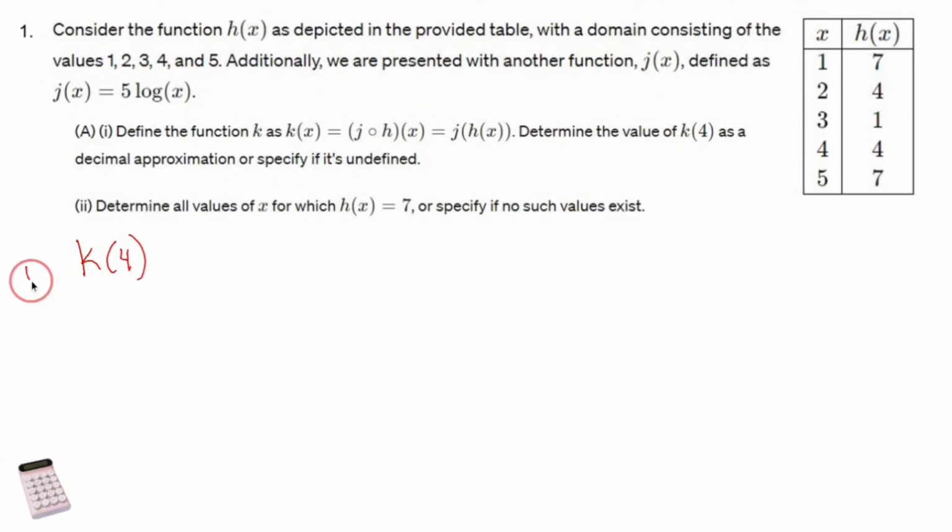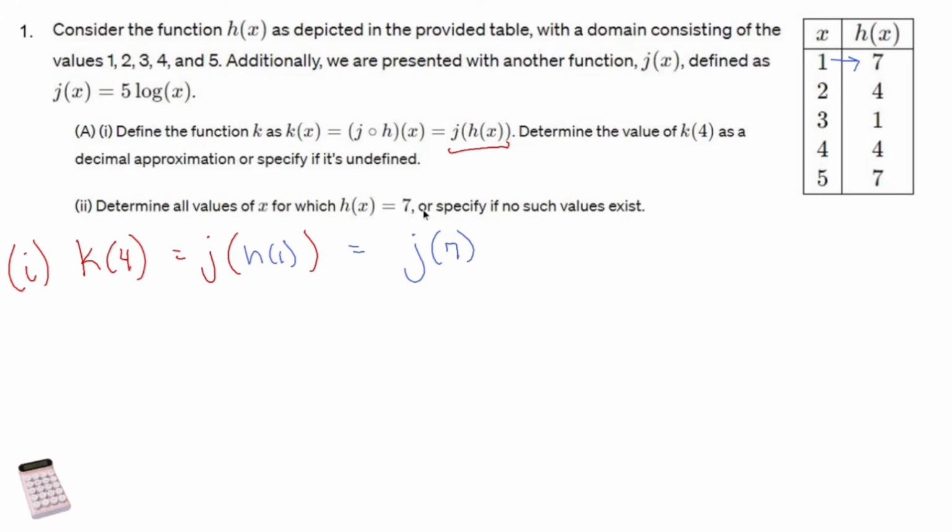Okay, and again, this is part I, part 1. K of 4, I'm going to use this version of it, equals j of h of 1. So let's see what we have. H of 1 is found by taking the 1 in this guy and saying, oh, well, 1 maps out to 7, so h of 1 is 7. So this becomes j of 7.